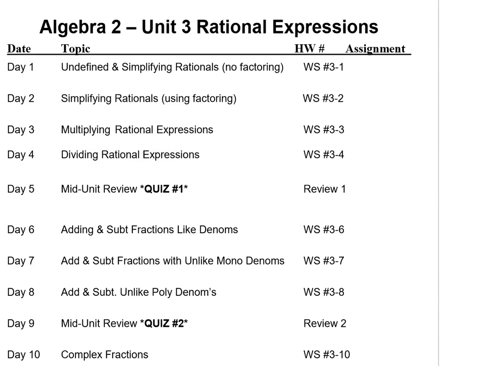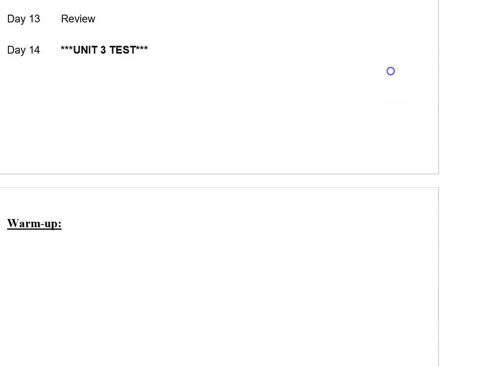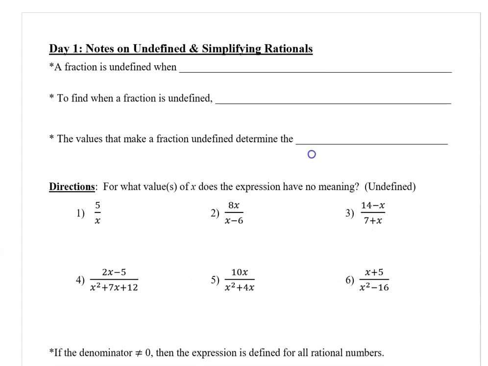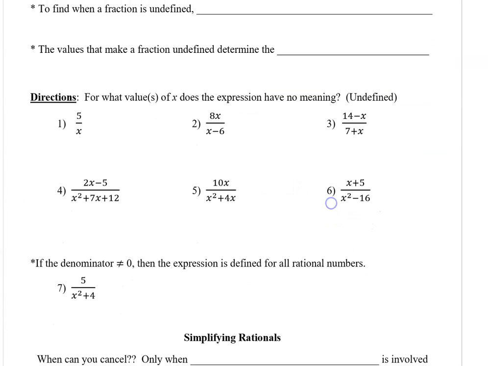This video is a crash course of each of the topics of Unit 3. So starting with day 1. The first thing we talked about is when a rational expression, which is really just another name for a fraction, is undefined. Undefined just means the denominator would go to 0. So for example, if I set the denominator equal to 0, 5 over x would equal 0. If I set it equal to 0 in the next example and solved, x would equal 6.